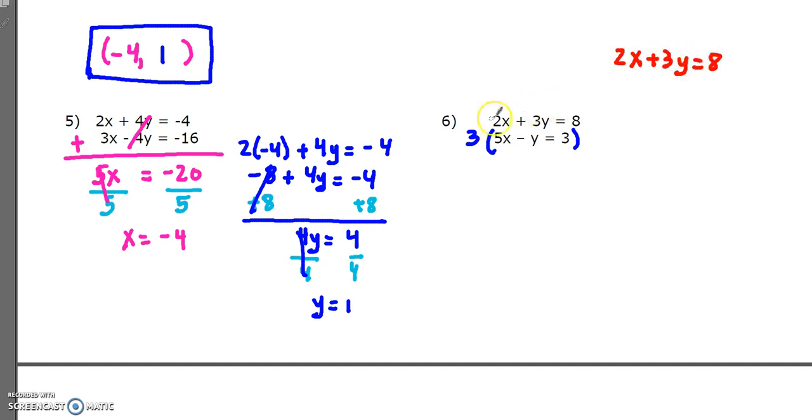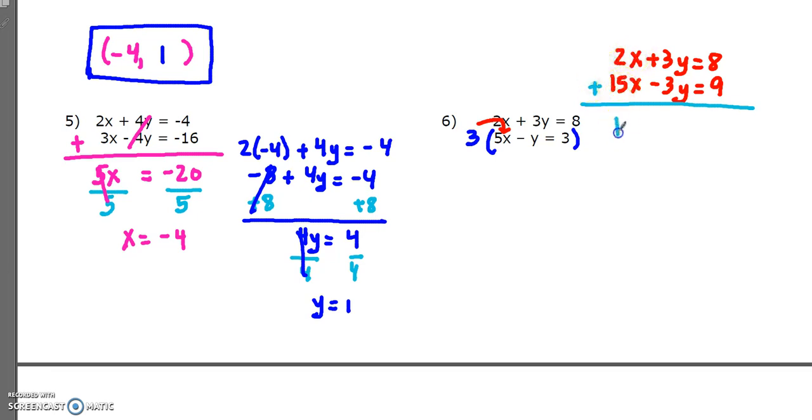And then my second equation I'm going to distribute. So I have 3 times 5y, which is 15, 3 times 5x, which is 15x. Then I have 3 times negative y, which is negative 3y, equals, and then 3 times 3, which will give me 9. Okay, at this point now I can add.